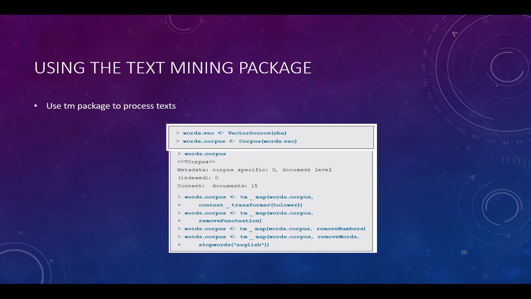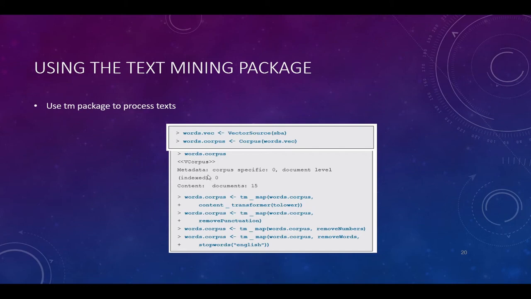Okay, but those objects just happen to be words. So there is a TM package. Again, make sure it's installed and activated if and when you want to use it. Here there's a vector source. You can create a corpus out of it. Here's all you can do.